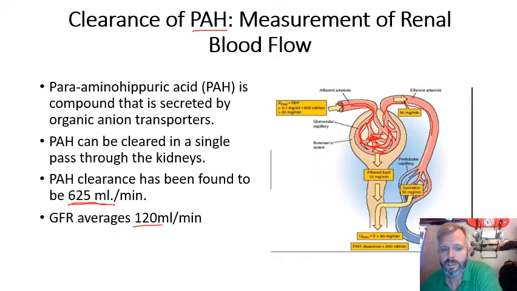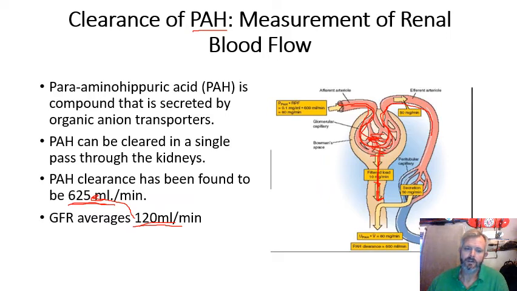GFR is 120. So you can see only about 1/5 — 120 over 625 — of the blood that moves through the glomerulus is actually filtered out at the glomerulus. Okay, so inulin allows us to measure GFR. PAH allows us to measure the perfusion of blood through the glomerulus here. Okay, and what we see is filtration only allows us to filter.